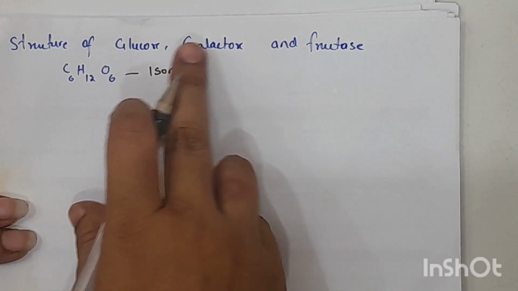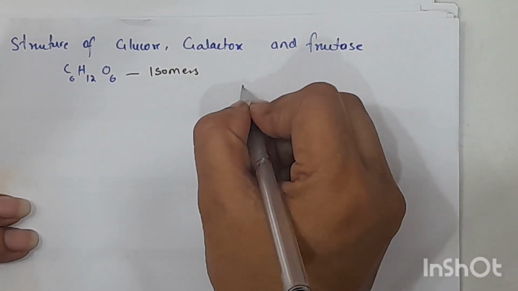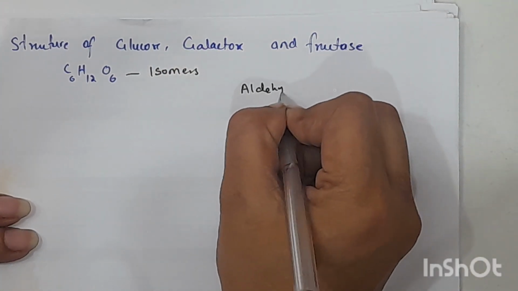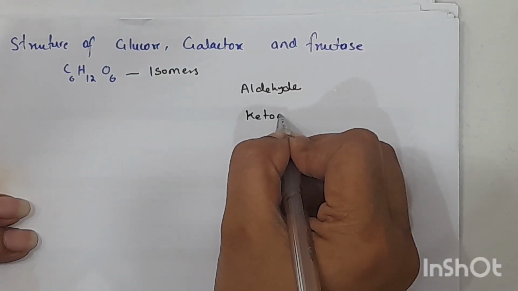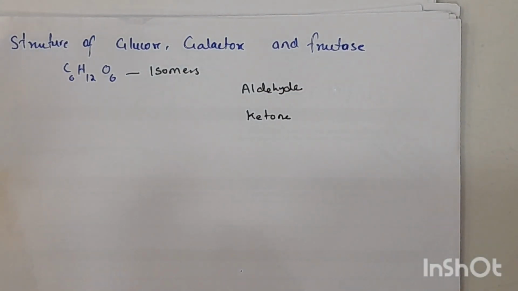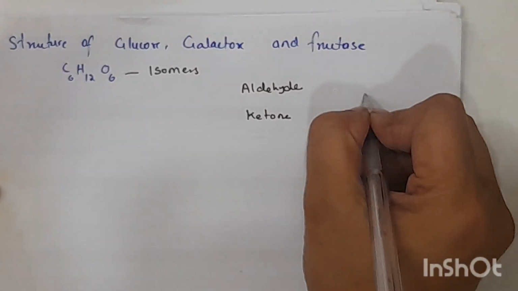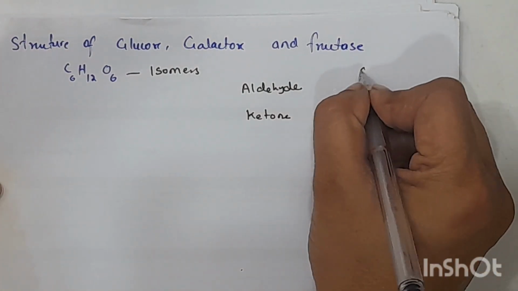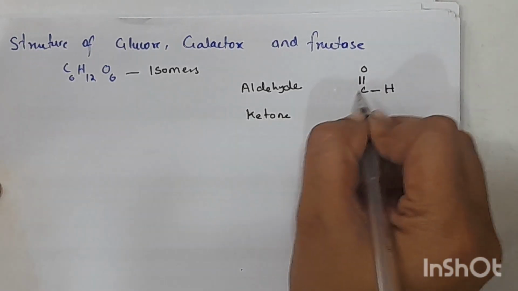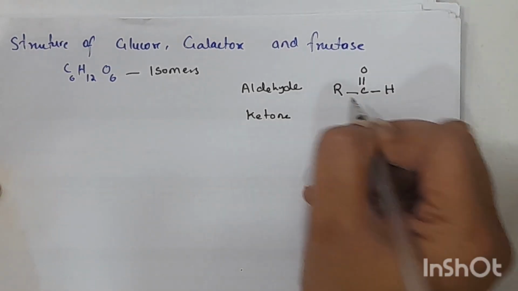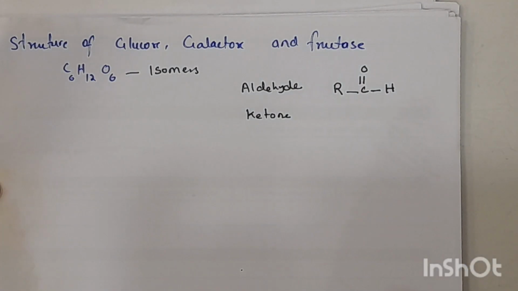Glucose and galactose contain an aldehyde group as their functional group, while in the case of fructose, a ketone group is present as the functional group. What is an aldehyde group? In an aldehyde group, one carbon atom makes a double bond with oxygen, and it contains hydrogen on one side and an R group on the other side. What is an R group? An R group is an alkyl group. What is an alkyl group? An alkyl group is any group that contains carbon and hydrogen atoms.